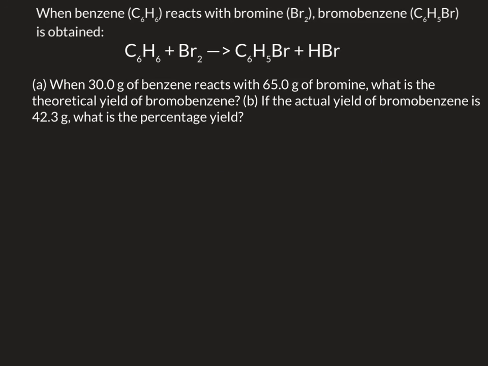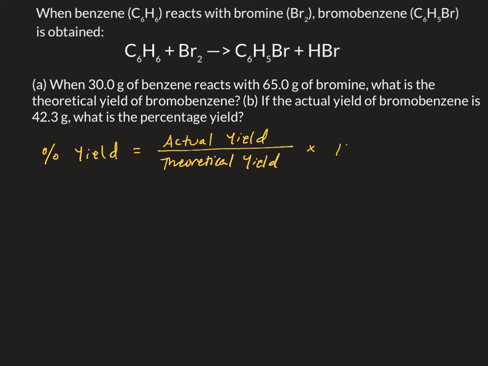Remember that our formula for percent yield is going to equal our actual yield divided by our theoretical yield times 100%. Just like when we made that sandwich, we were only able to make 3.5 sandwiches. That was our actual yield. We should have, in theory, been able to make 5 sandwiches, and we ended up with a percent yield of 70%.